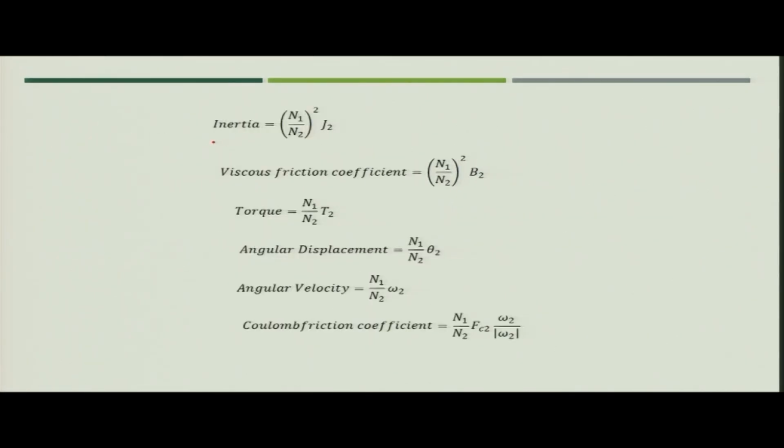Now, the following quantities we obtained when reflecting from gear 2 to gear 1, we define them as the inertia, that is N1 upon N2 square J2, viscous friction coefficient we say as N1 upon N2 square B2, torque N1 upon N2 into T2, angular displacement with respect to the gear 1, that is N1 upon N2 into theta 2. Similarly, angular velocity we convert into the gear 1 side is N1 upon N2 omega 2, Coulomb friction coefficient is N1 upon N2 Fc2 omega 2 divided by mod omega 2.